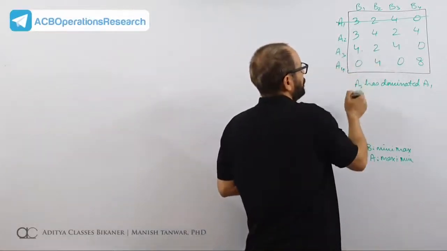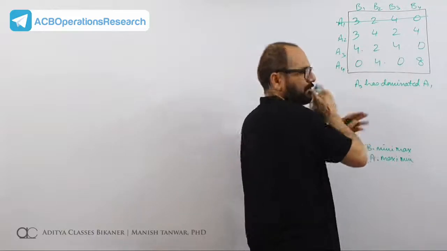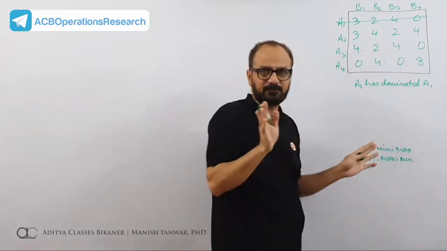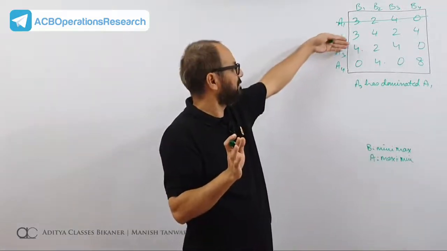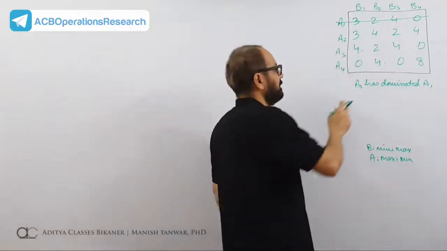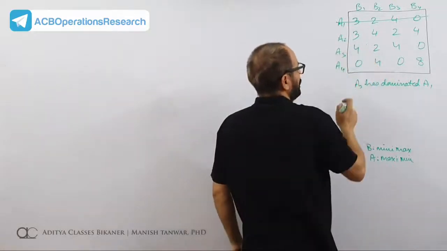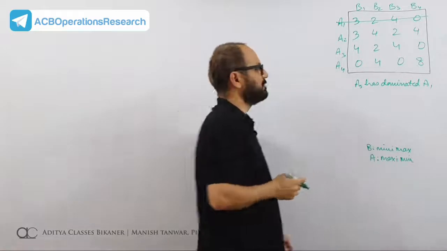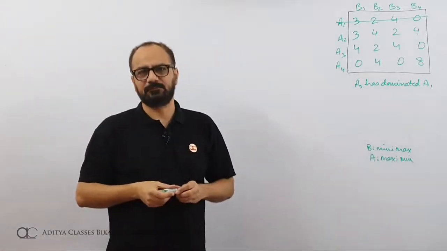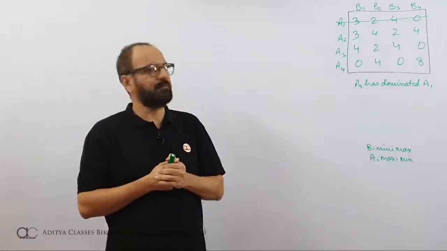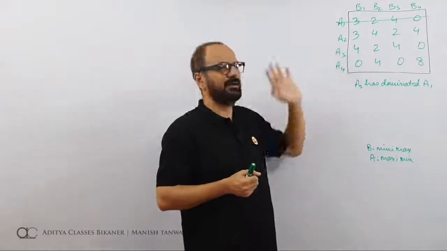A3 against A4. This 4 looks good. This 4 looks good. Dominance is broken, because in one case I am taking A3, in another case I am taking A4. So there is no dominance. As far as row dominance was concerned, only one instance has come up, wherein A3 has dominated A1.